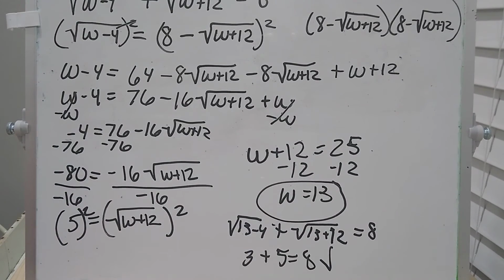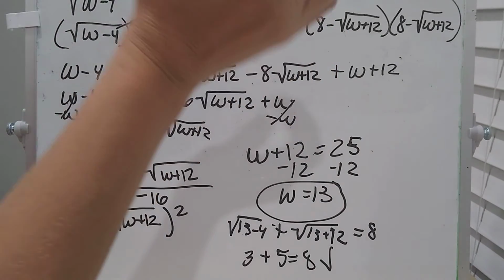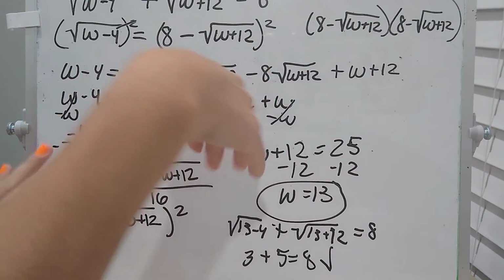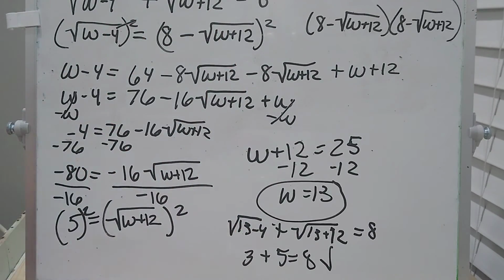Okay, so just remember, get one radicand on each side, square both sides, work it out. If you get to where you still have a radicand at the very end, square it again and just keep on working it out and keep practicing.